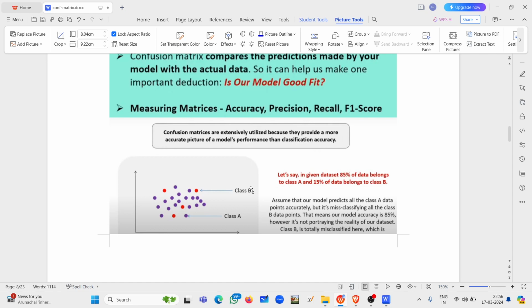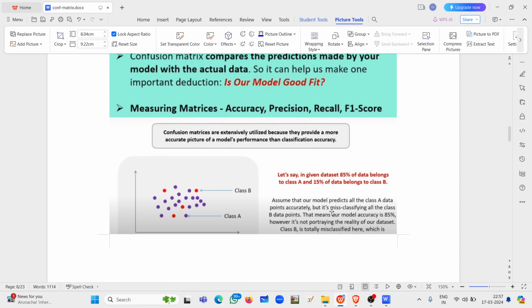Now suppose from this count and other things we found that 85% of the data belongs to class A and only 15% of the data belongs to class B, because it is not necessary that the data will be proportionate, 50% from class A and 50% from class B. It can be anything. So assuming that as per the count 85% of the data belongs to class A, you can see the blue or black circles are more and the red circles are fewer. So 15% of the data belongs to class B.